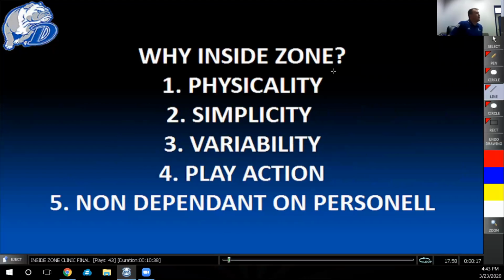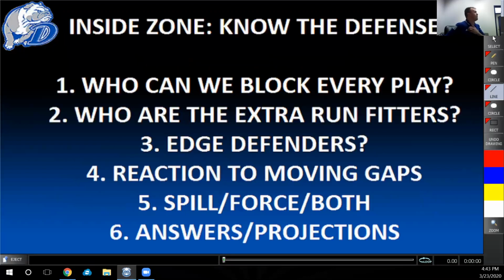So again, why inside zone? It's physical, it's simple, it's got variability, and then we'll talk about why this is a big deal to us here. I mean, we want to run the ball, we want to be physical, but we all want to score fast. And so being physical and being downhill allows you to throw the ball deep on people because you're going to force defenses to adjust to stop your run game. And we'll get into how I help do that as well from a game plan perspective.